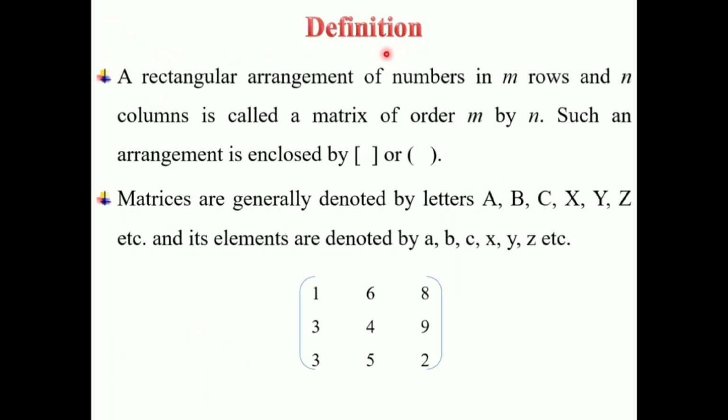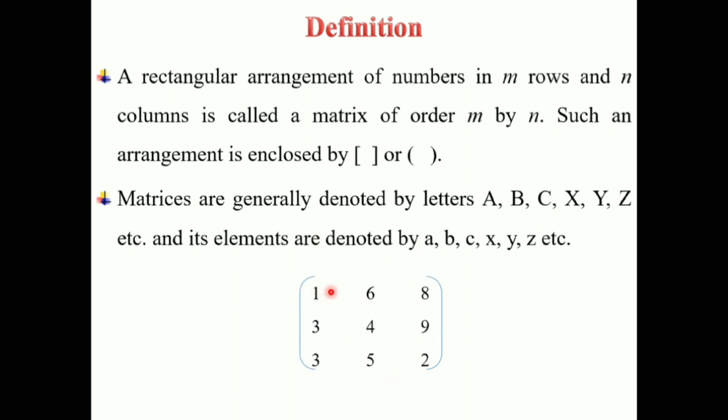The definition of a matrix: a rectangular arrangement of numbers in m rows and n columns is called a matrix of order m by n. Such an arrangement is enclosed by brackets, either this bracket or this bracket. Matrices are generally denoted by capital letters A, B, C, X, Y, Z, and its elements are denoted by small letters a, b, c, x, y, z. Here is an example of a matrix.